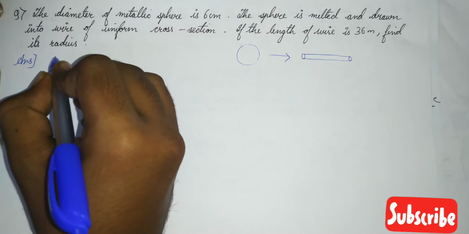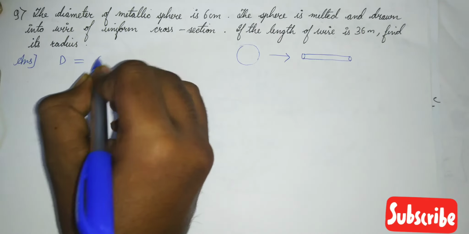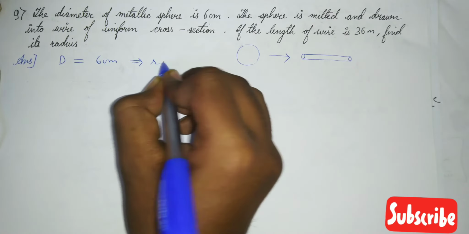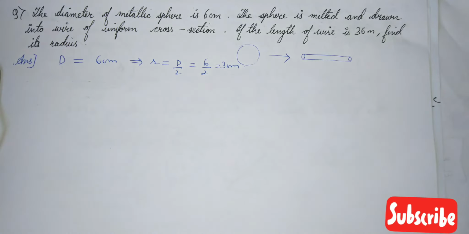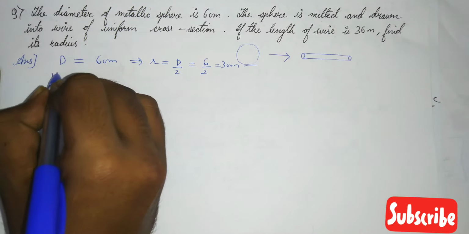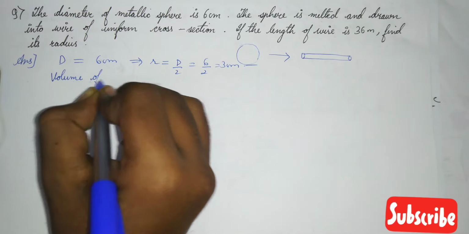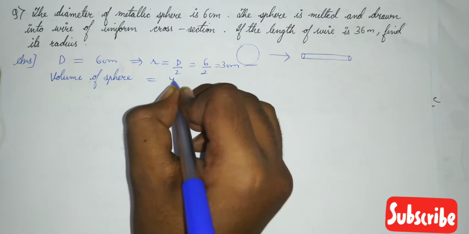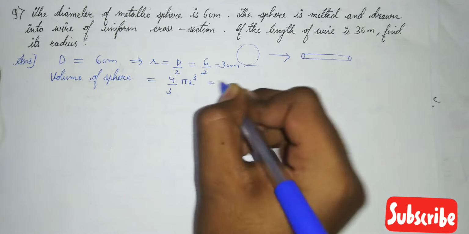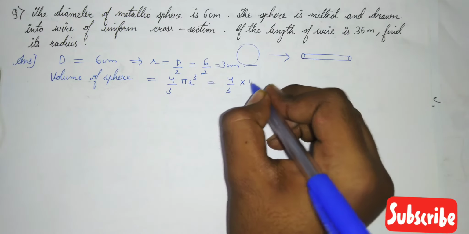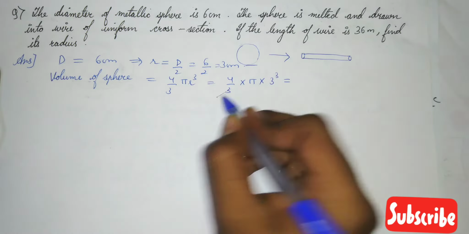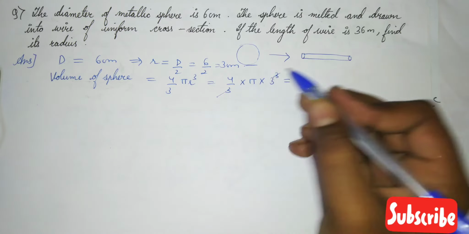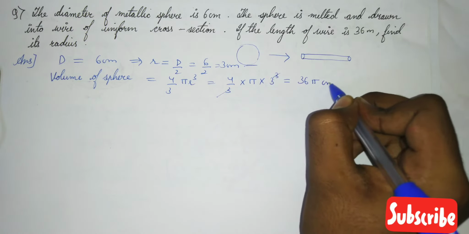Now the given data: diameter of sphere is 6 centimeter. So the radius is d by 2, that is 6 by 2, which is 3 centimeter. So the radius of the metallic sphere is 3 centimeter. We have to find the volume of sphere. The formula is 4 by 3 pi r cube. So 4 by 3 into pi into 3 cube. The 3 and 3 get cancelled, then 3 square is 9, and 9 fours are 36 pi. Centimeter cube is the unit.